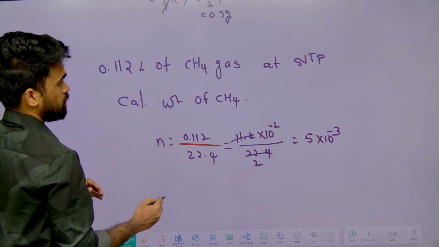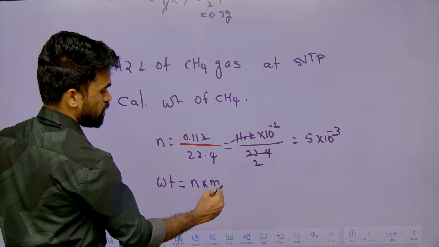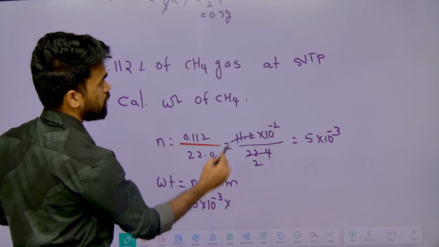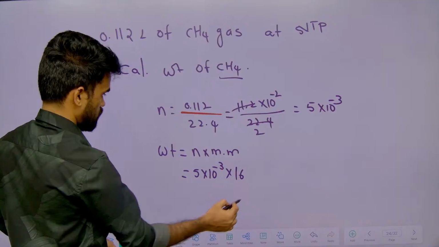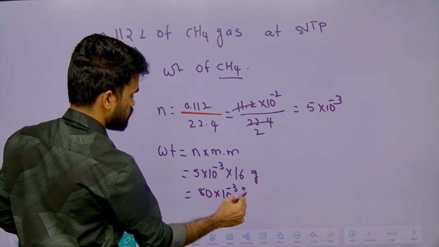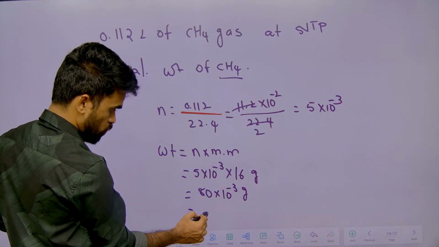Yeah, next, weight. How to find it? Number of moles into its molar mass. Number of moles is 5 into 10 power minus 3. Molar mass of methane is 16. So it is 80 into 10 power minus 3 grams. Next, see this one, 0.08 grams you will get.